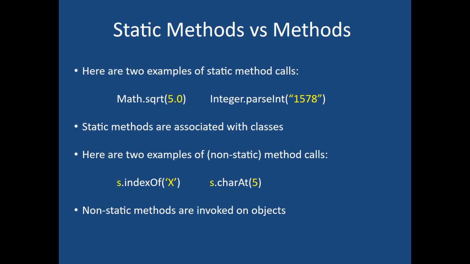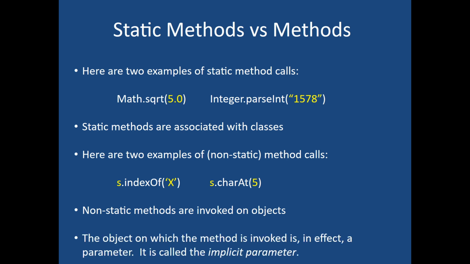Now, you might think if Java would be more consistent, instead of saying Math.sqrt of 5, you would say 5.sqrt. Ask 5 to compute its square root. And it's different. You can't do that with primitives. You can't invoke methods on primitives the way you can on objects. That's just the way it is in Java.